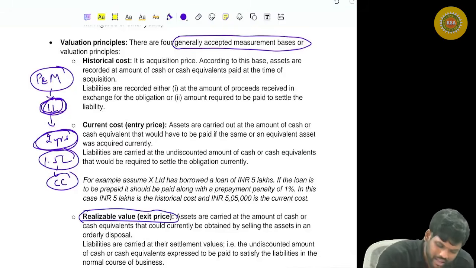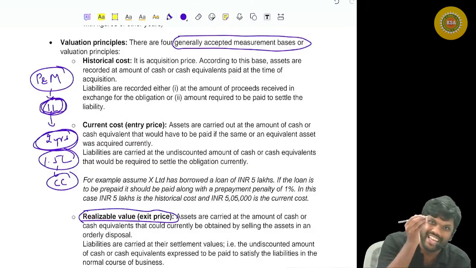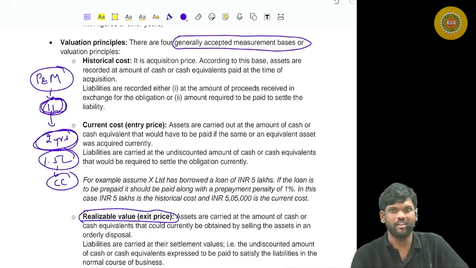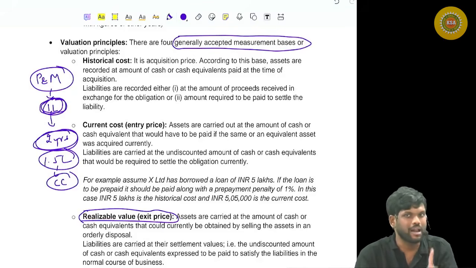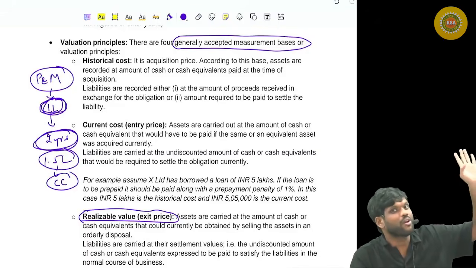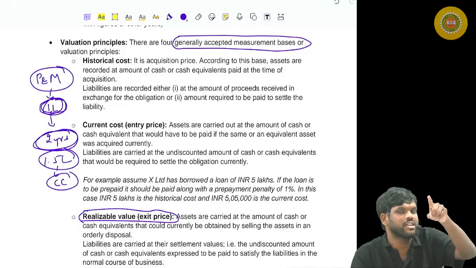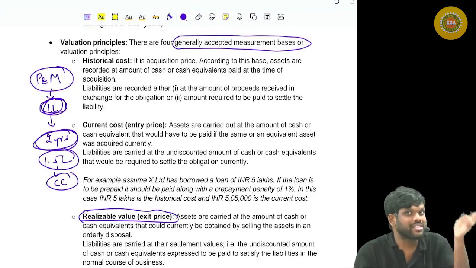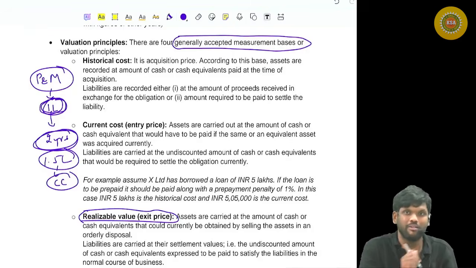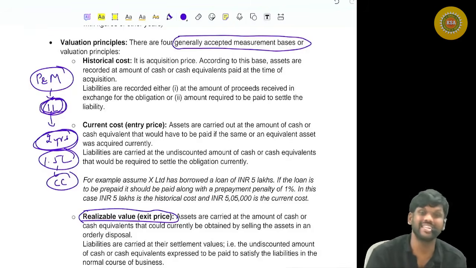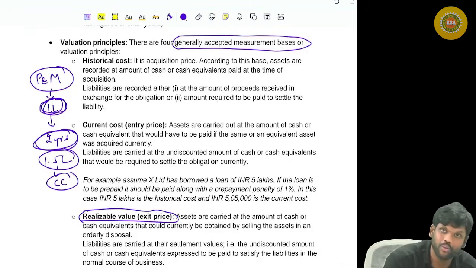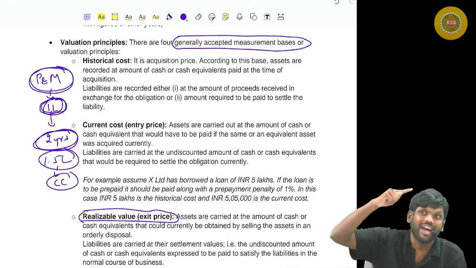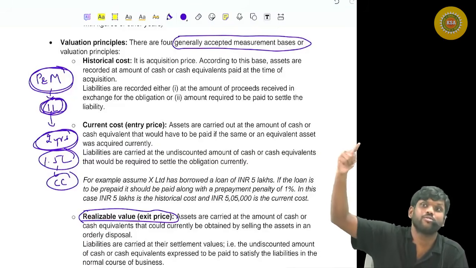Realizable value is, this tab which has been used for 2 years, if I sell it, how much will I get, the sale value, that is called realizable value. So what you originally paid for this plant and machinery is historical cost. Today if you want to buy, how much you have to spend is current cost. Today if you sell this tab, how much you will get is realizable value. And last one, present value. Here, from this plant and machinery I will estimate how much future cash flows I can get.